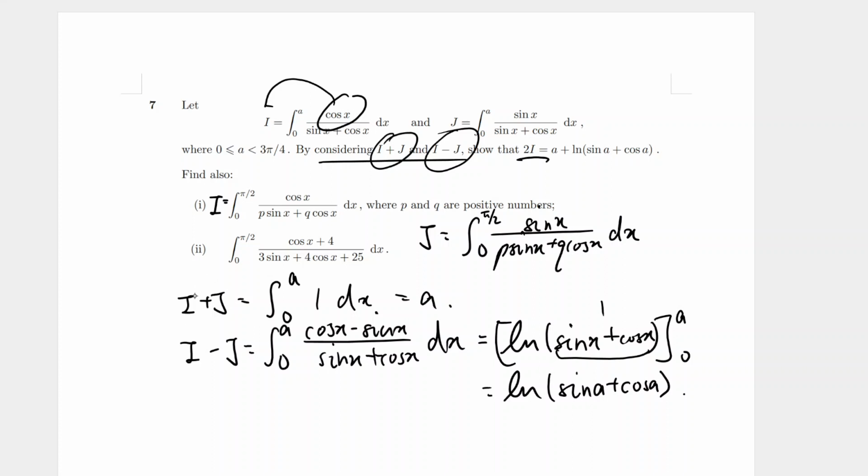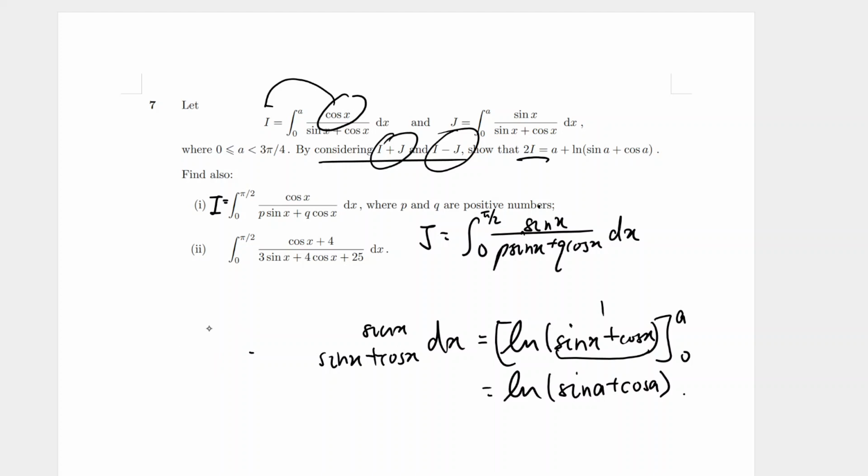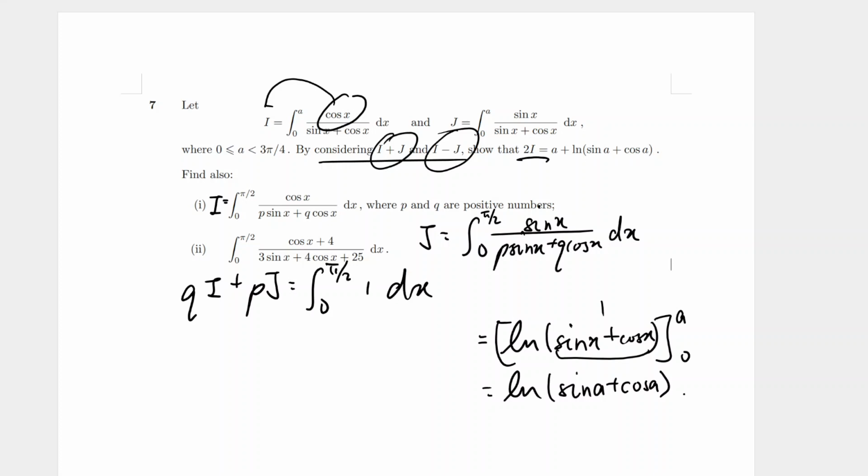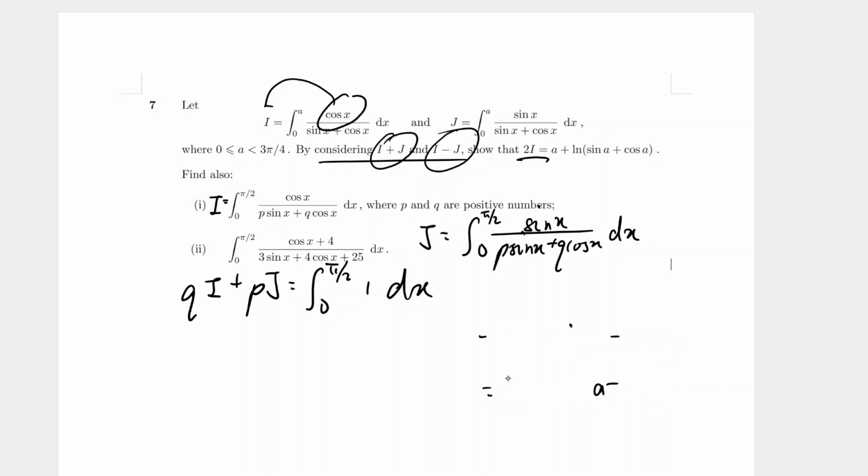Okay, so let's try to do the same thing. Now, I want I plus J to somehow give me 1 dx again. Obviously this time it doesn't work, because I have the p's and q's in front, so I have to adjust. I adjust by saying, if I consider qI plus pJ, then that is absolutely fine. That will give us what I want. That's the addition bit. For the addition, I always want to get something in the form 1 dx. That makes me happy because that's pi on 2.